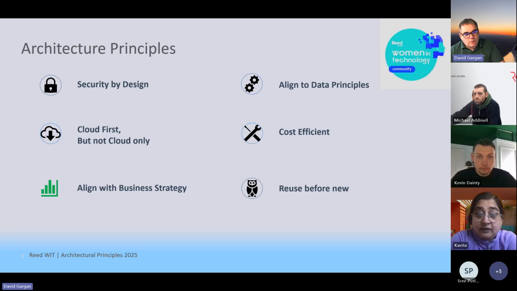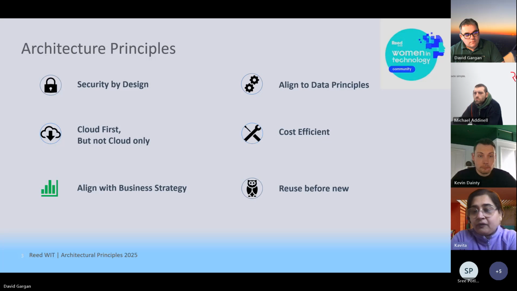Kavita, do you want to take us through aligning with the business strategy? Next, business strategy, yes. I mean, that to me is quite key along with others. But if I were to put one principle first, at the top, it would be aligning with business strategy.